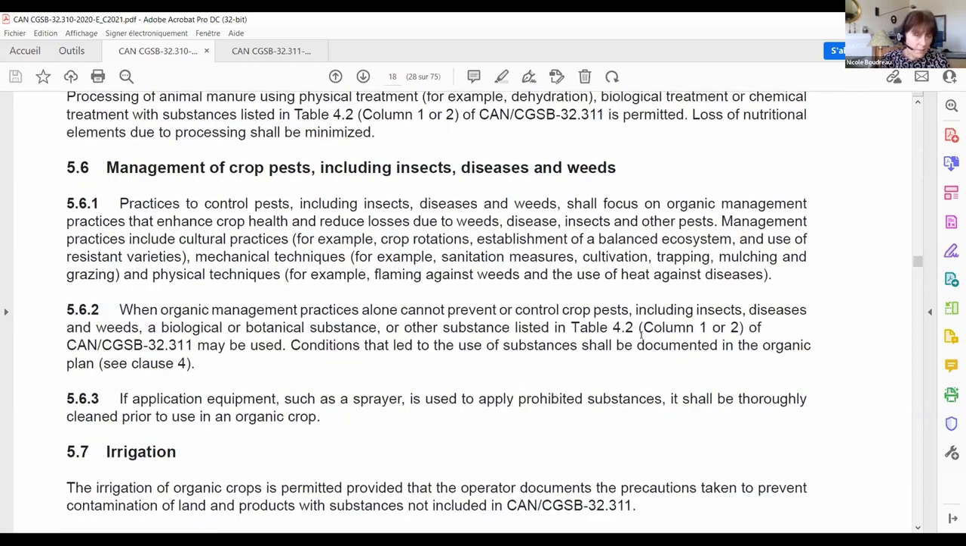The big thing is about management of crop pests, including insects, diseases, and weeds. That is one of the main challenges when you grow organic crops. There are many tools, many practices, such as crop rotation, use of mulch, cover crop, mechanical work, but I think agronomic strategy also matters. So, you know, when the weeds would grow.